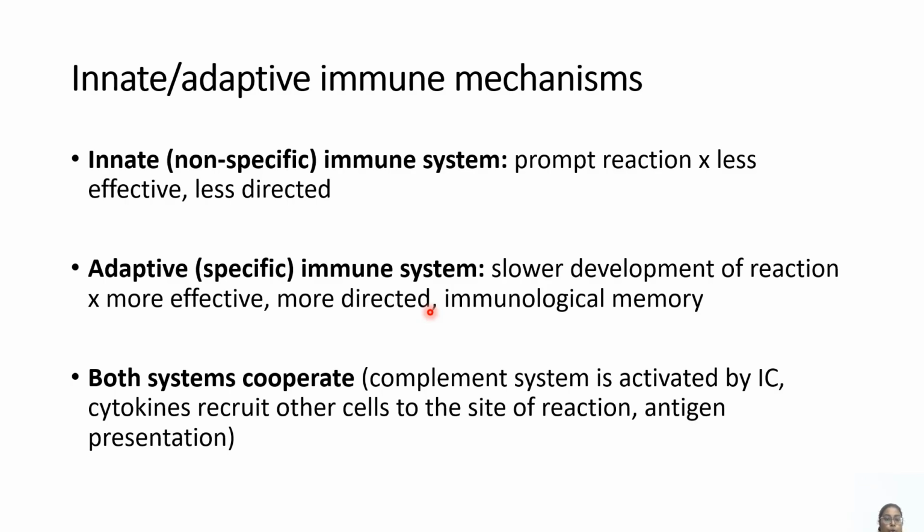Now, the innate or non-specific immune system has a prompt reaction but is less effective, less directed. The adaptive or the specific immune system has slower development of reaction, but is more effective, more directed, with immunological memory. And both systems can cooperate. Complement system is activated by IC. Cytokines recruit other cells to the site of the reaction, and then antigen presentation.